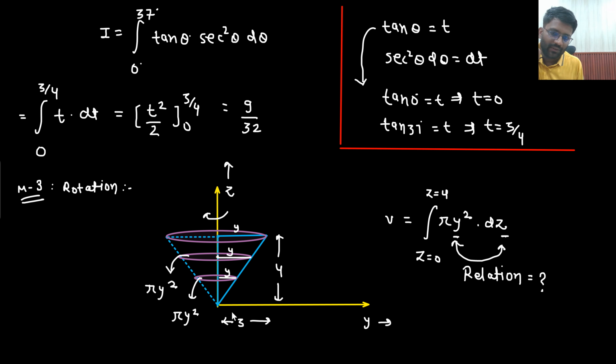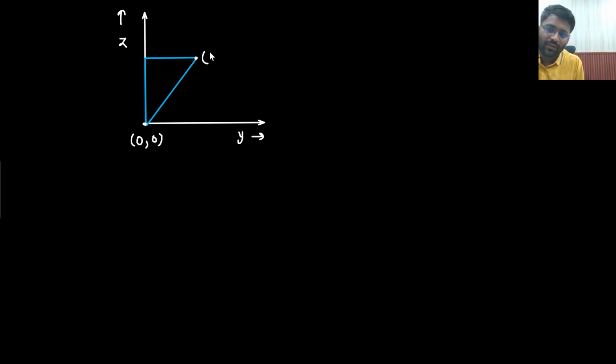This was your z, this was your y. What was the initial surface I was having? The initial surface that I was having was this one. What is this point? This point is 0, 0. And what is this point? This point is y equals 3 and z equals 4. So what will be the equation of this line? y equals mx plus c. Since it is passing through the origin, the equation will be y equals mx.